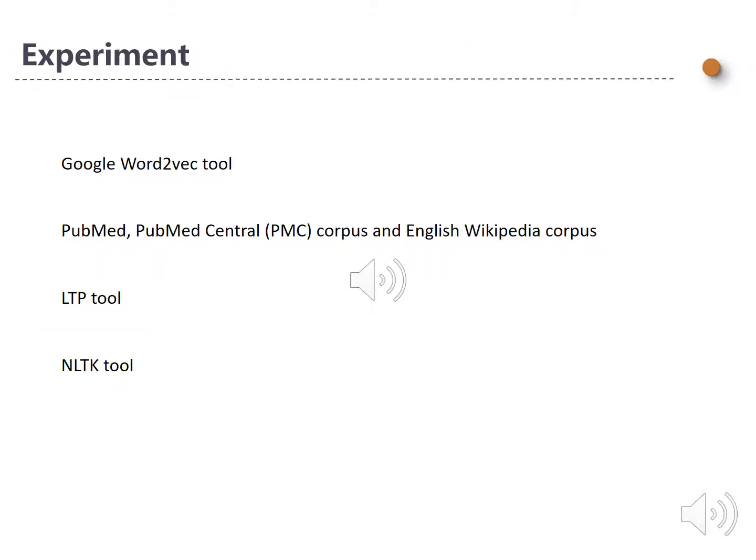Here we introduce some external resources that we use in experiment. We use Google Word2vec tool to train word embeddings on corpora composed of PubMed, PubMed Central corpus and English Wikipedia corpus. The LTP tool is used for sentence level dependency parsing, and the NLTK tool is used for sentence tokenization and part of speech tagging.